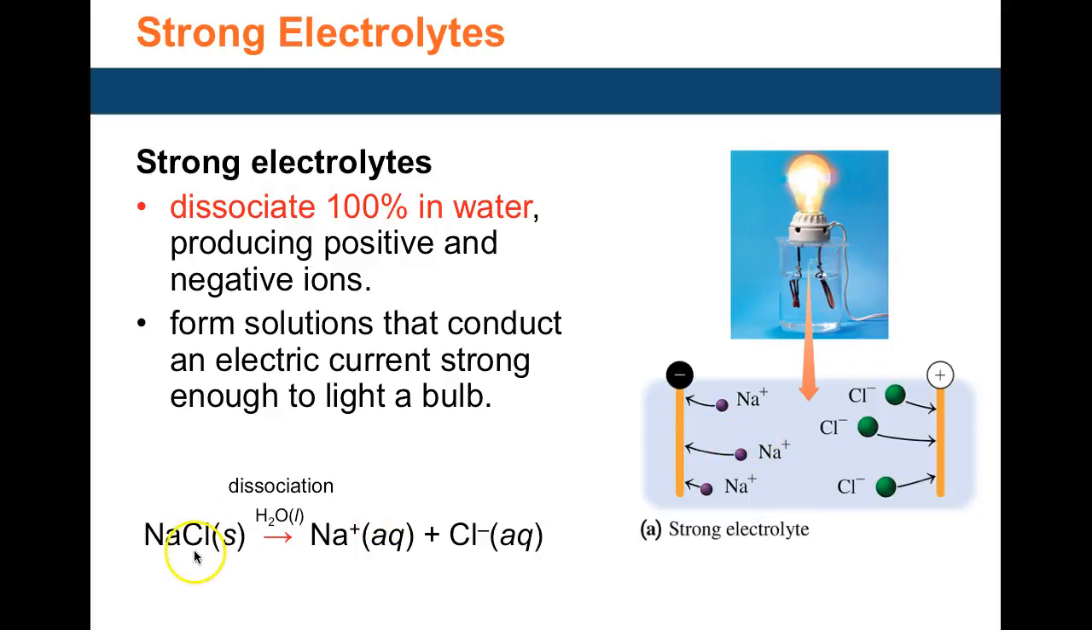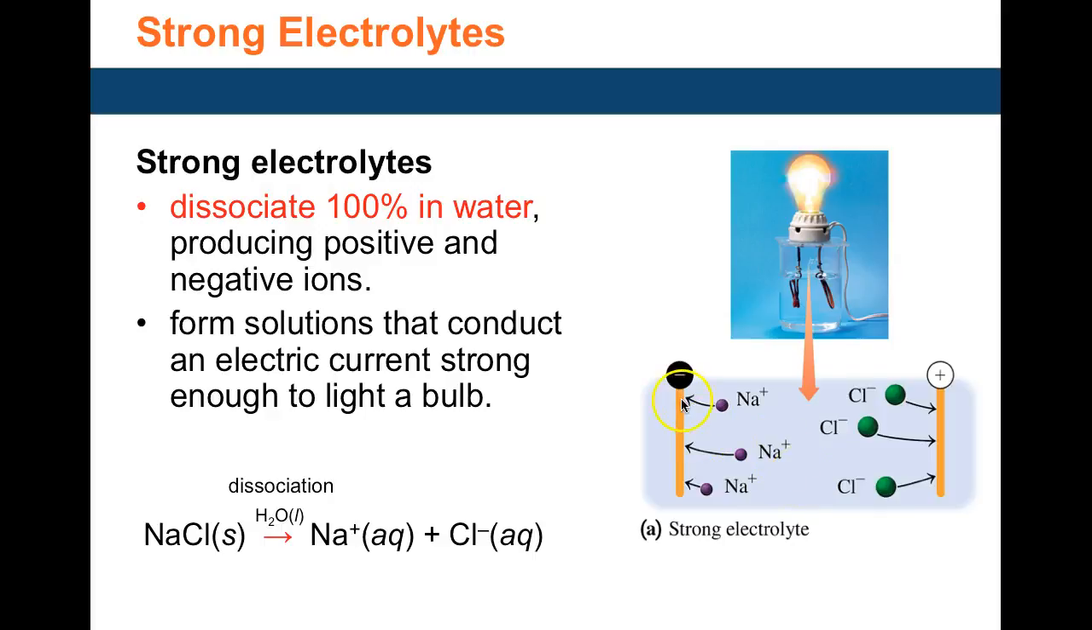For example, when sodium chloride dissolves in water, you're getting sodium ions and chloride ions, all right? So these ions are floating around. It completely breaks up. You can ignore this left side because once that sodium chloride gets into water, there's no longer any solid left. It's completely broken up into ions, all right? All you see is the sodium ions and the chloride ions. That's all there is in solution.